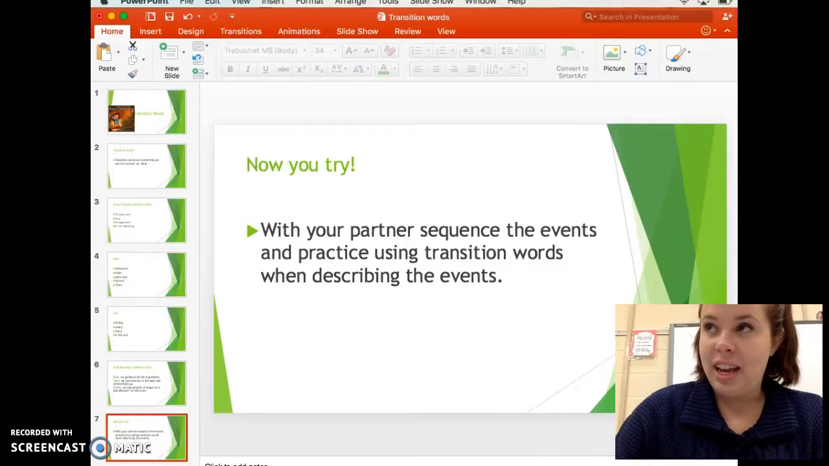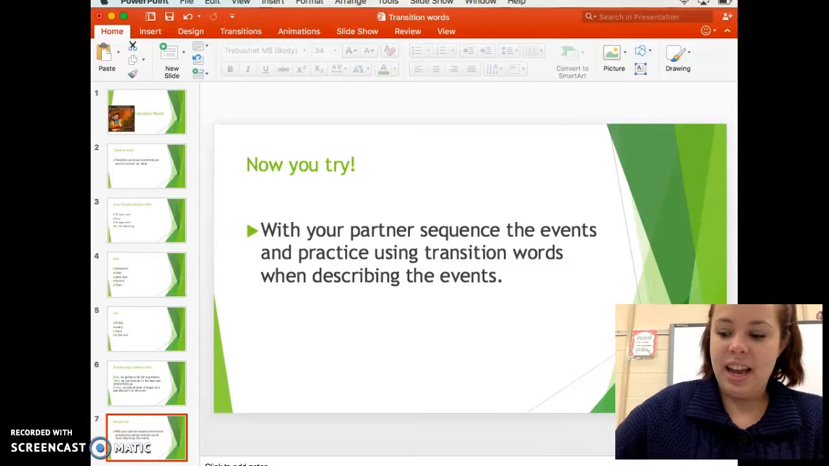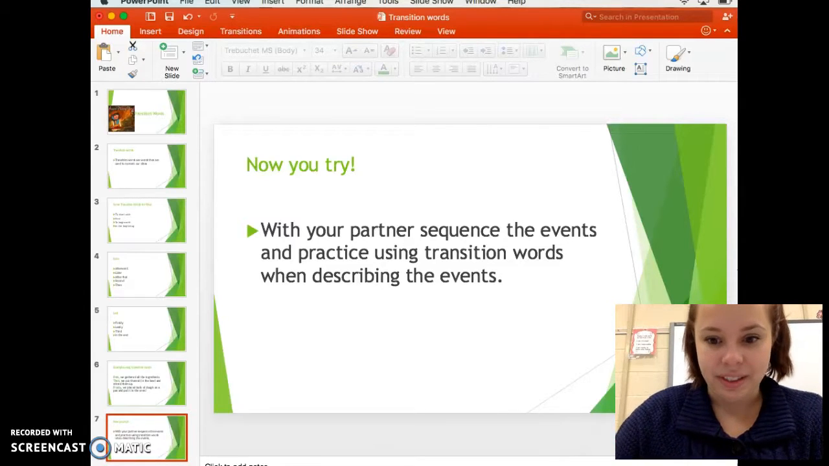So after they sequence these events, I'm going to have them do them independently and have them write down their sequence of events.